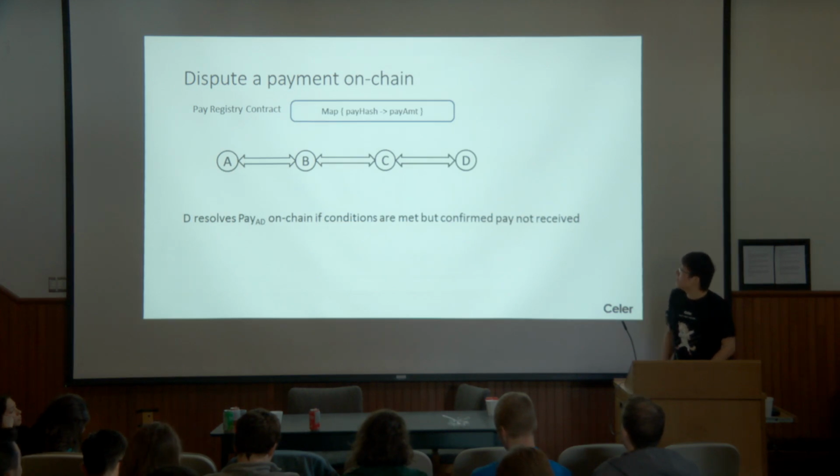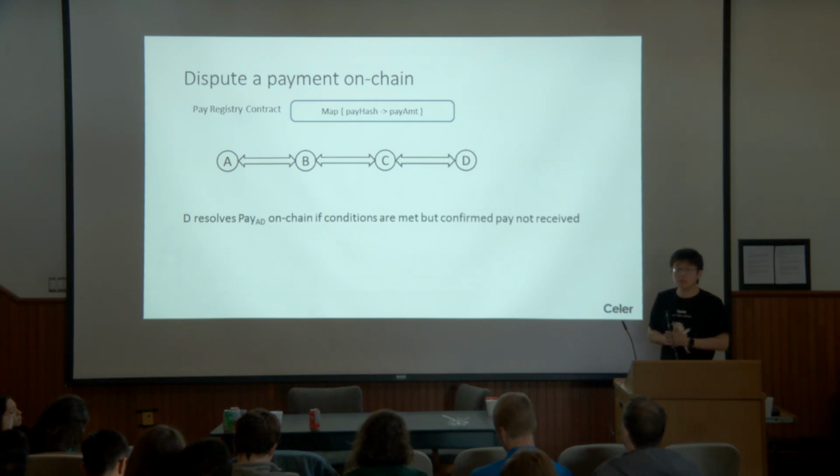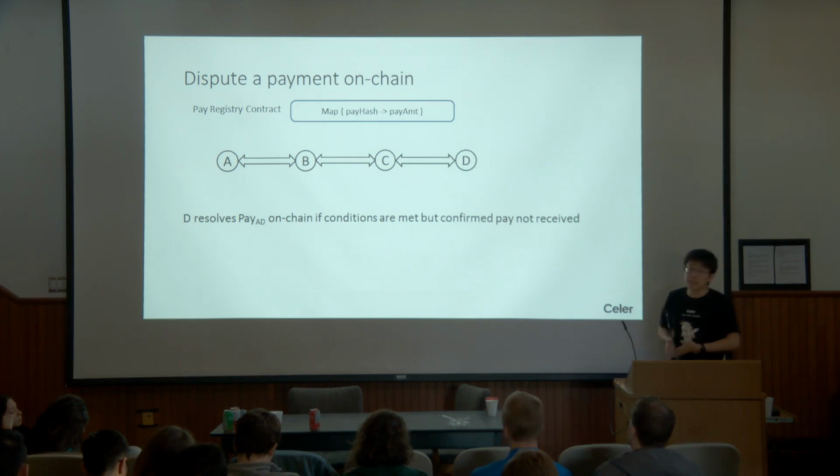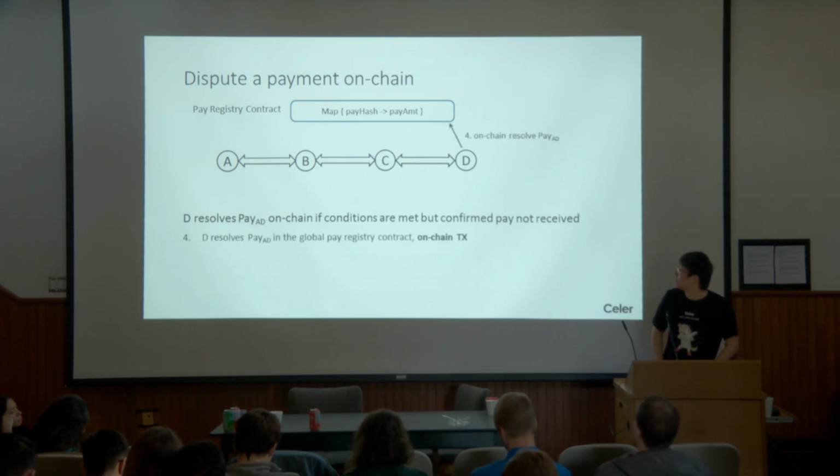So what if D wants to resolve the payment? What if the conditions are met, but D didn't receive the payment, either because A didn't send it or because B and C didn't relay? So in this case, D will resolve the payment on-chain.